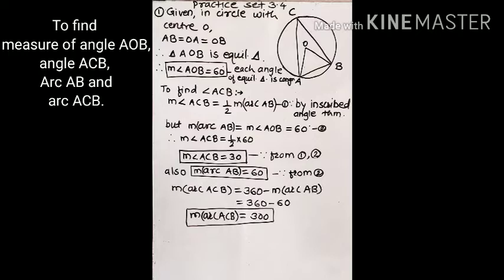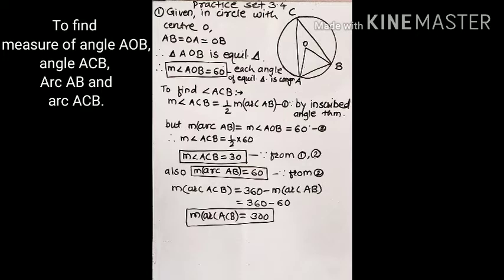What to do here? We are given that chord AB is congruent to radii AO and OB. Then triangle AOB is an equilateral triangle, and we know that the measure of each angle of an equilateral triangle is 60 degrees. So we are getting angle AOB as 60. The reason is each angle of an equilateral triangle is congruent and is 60 degrees, and that is our first point, to find the angle AOB.